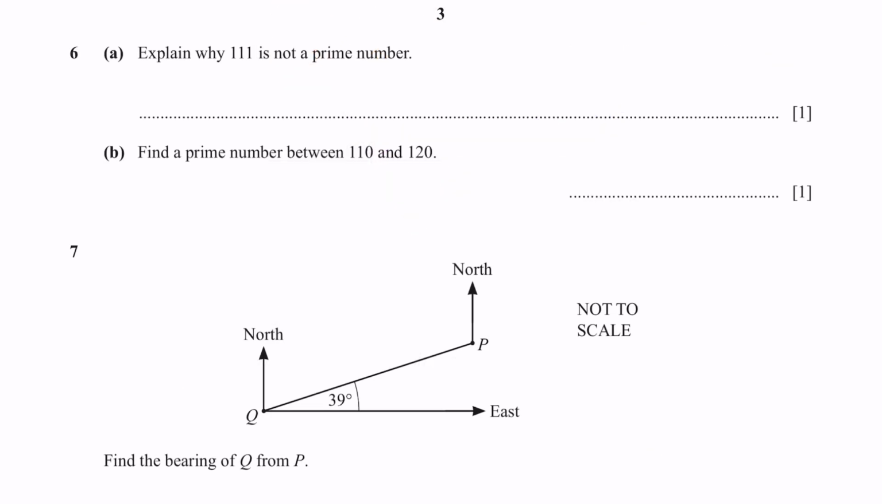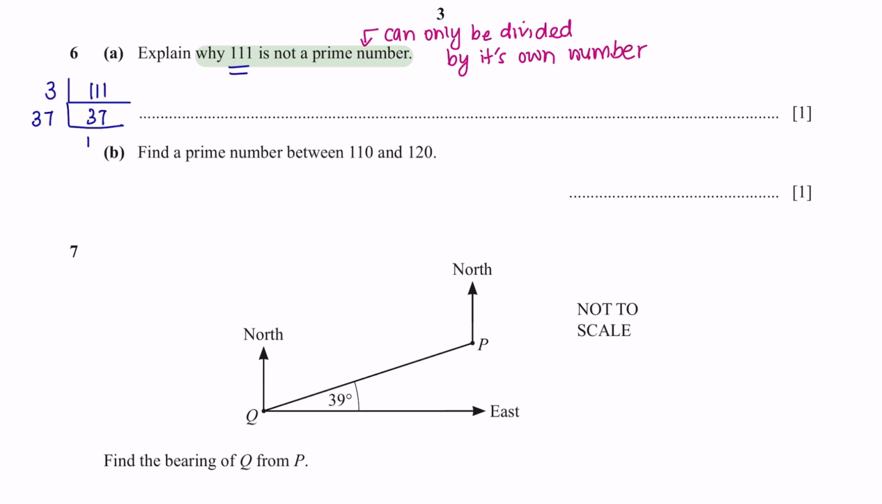Question 6 Part A. Explain why 111 is not a prime number. Prime numbers are numbers that can only be divided by themselves and 1, and 111 can be divided by 3 and 37. Question B. Find a prime number between 110 and 120. Between these numbers, only 113 is a prime number.